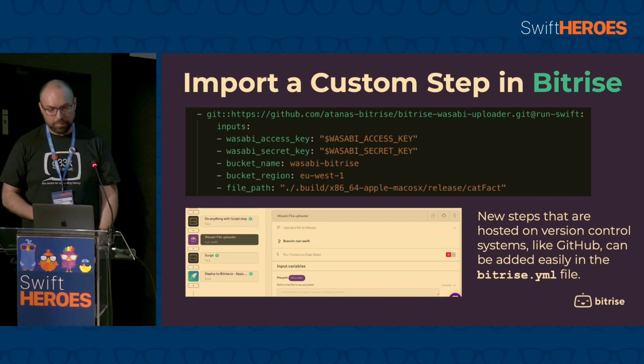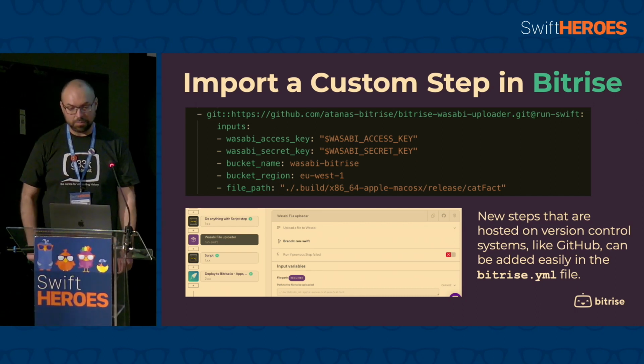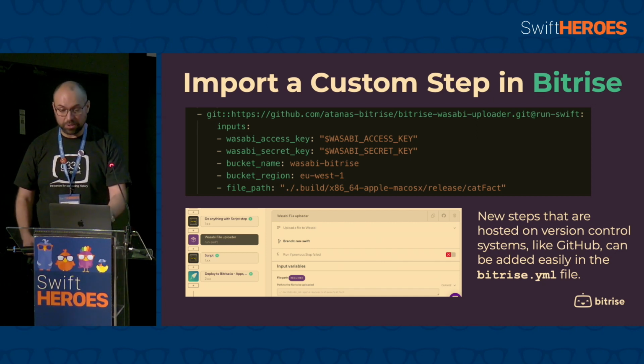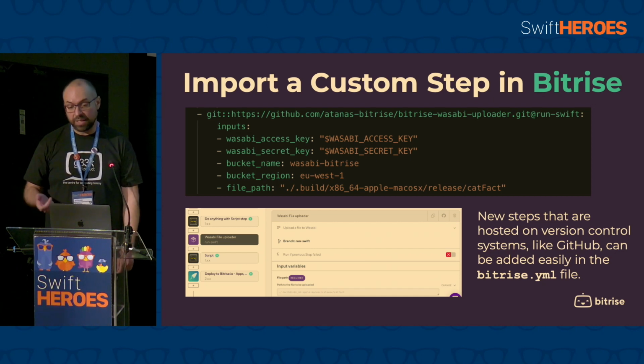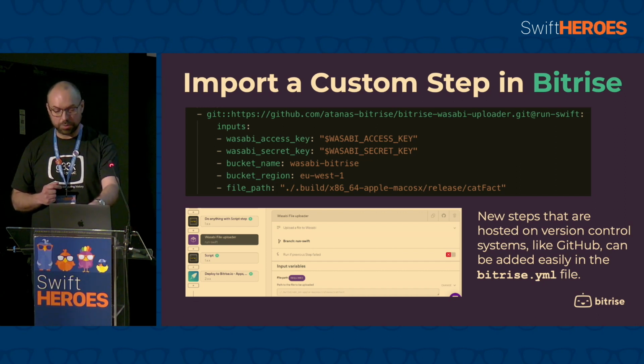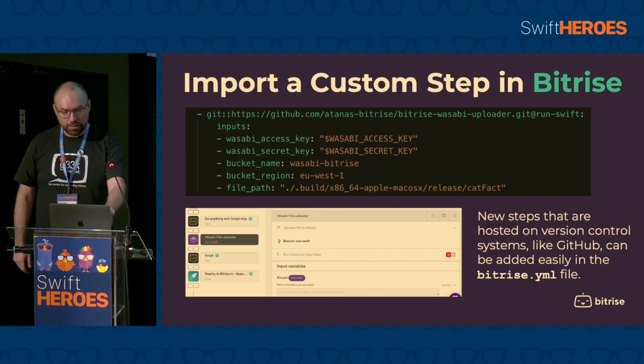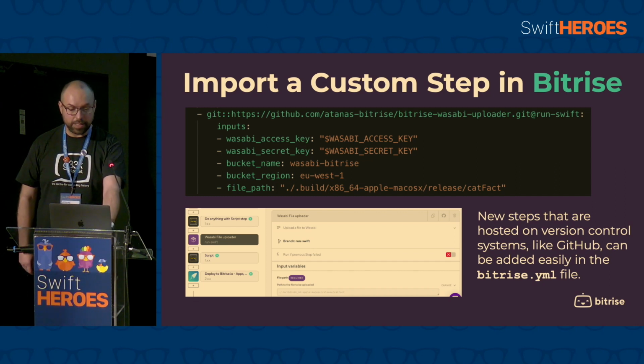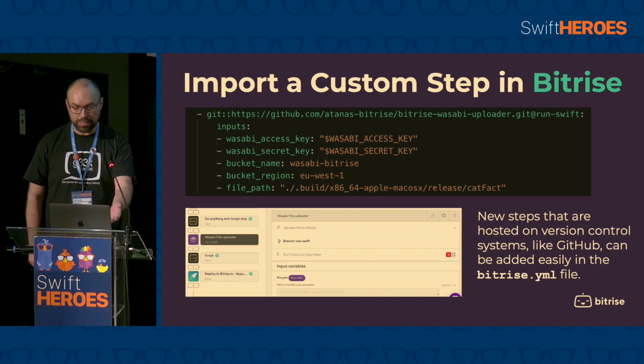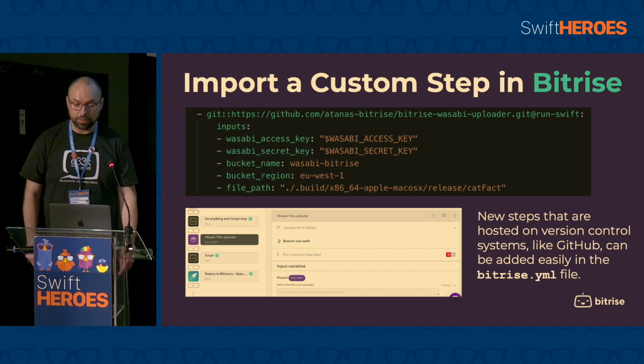So when I open my Bitrise YAML file, I started by inserting the Bitrise Amazon S3 step here. Then I cloned it, and I used this code to make Bitrise read my step and integrate it to my workflow. So I specify the Git, I specify my branch, and then I specify my input variables, which is the access key, the secret key. Then I have my bucket name, bucket region, like on AWS, and then the file path of the file that I want to upload.